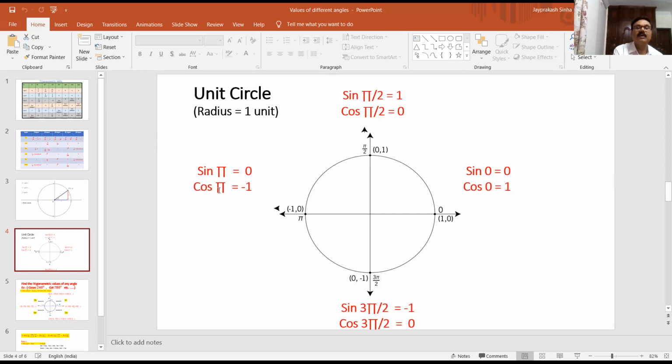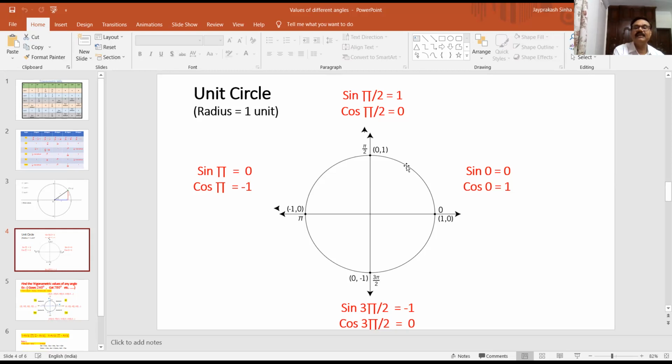So this will give you cos pi. Cos pi means cos 180 degree. Cos 180 degree is equal to -1 and sin 180 degree is equal to 0. Here cos 3 pi by 2 means cos 270 degree. Cos 270 degree is equal to 0 and sin 270 degree is equal to -1.